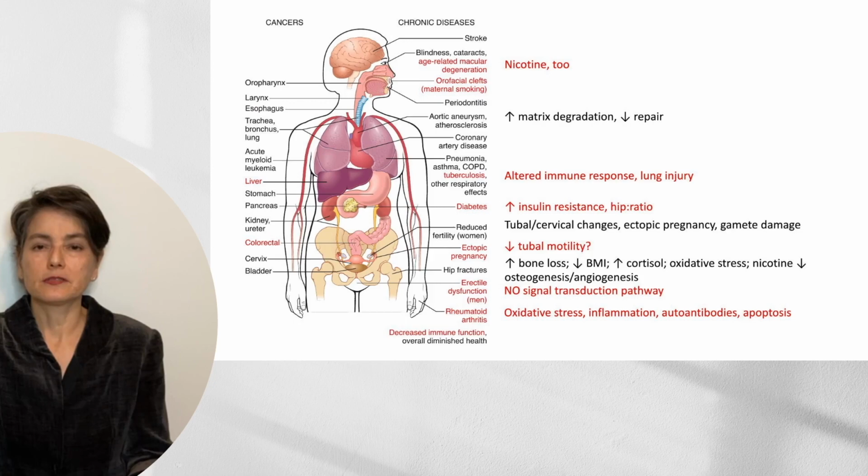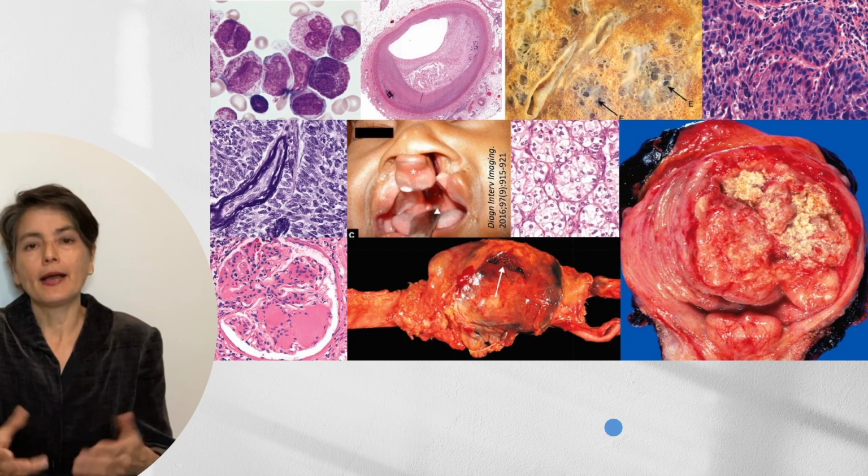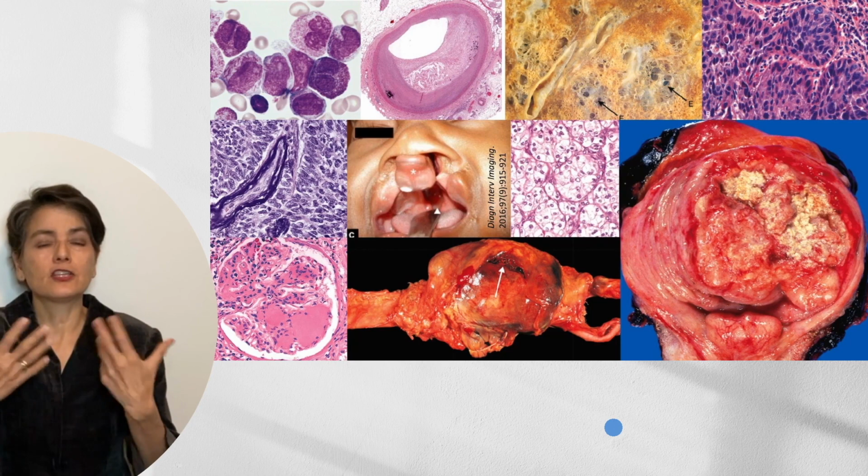So I'm going to just show you a bunch of images. You'll see these again as you go through Robbins, but I want to share them with you now so that as you're learning about tobacco in the environmental pathology chapter, you'll recognize how big an issue this is, and that you're going to see this again and again.